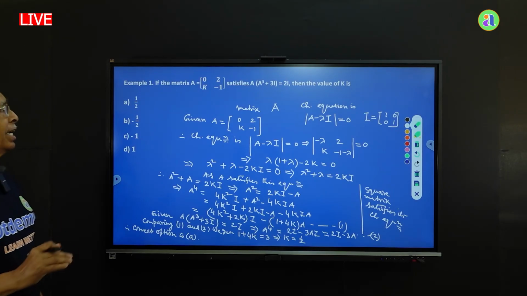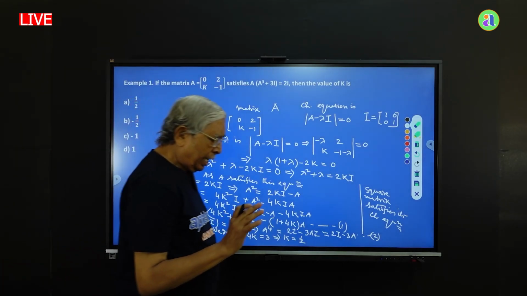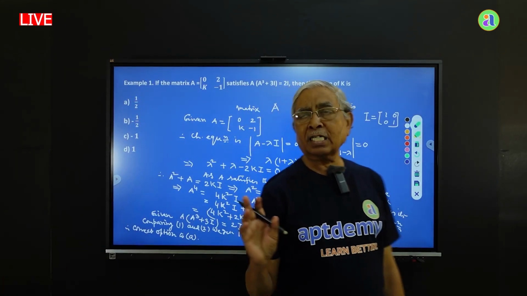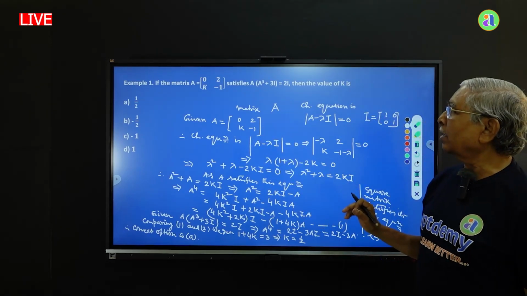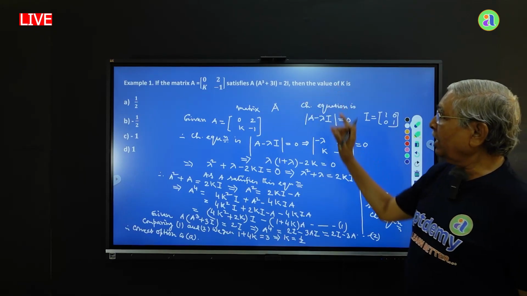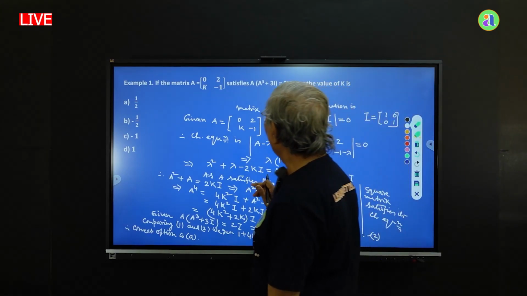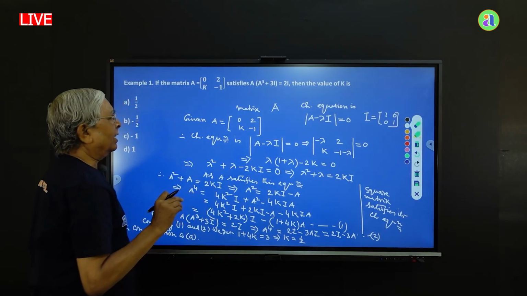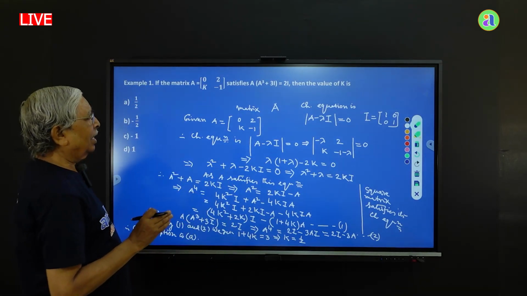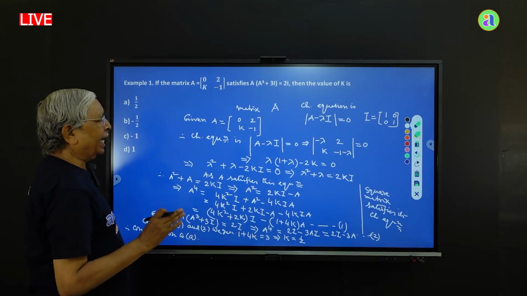What we have done, again I am discussing: you were given a matrix A is equal to 0 2k minus 1, and this matrix A satisfying the given relation A into A cube plus 3I is equal to 2I, where I is the identity matrix. Then what will be the value of k?